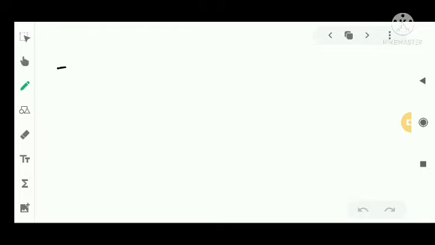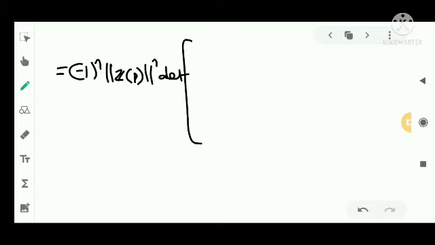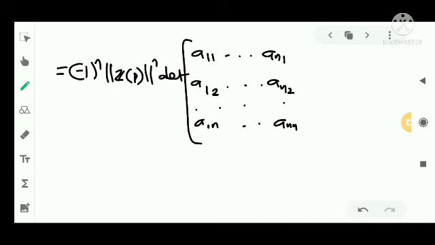So here we can write once more: minus 1 all raised to n norm Z of P all raised to n into determinant of the matrix, which will be A11, etc. An1, similarly A12, etc. An2, etc. The nth row is A1n, etc. Ann. Then Z of P corresponding entry. Then here is 0, 0, 0, etc. Then 1.